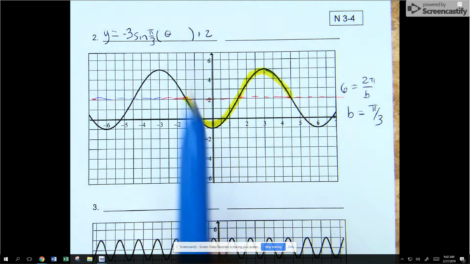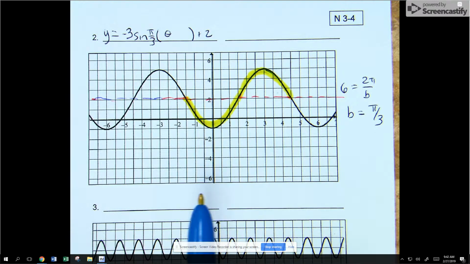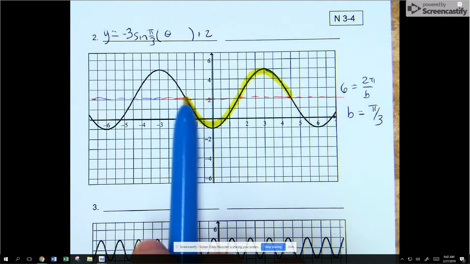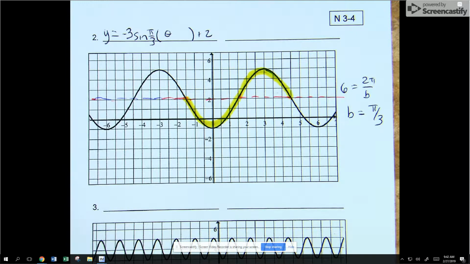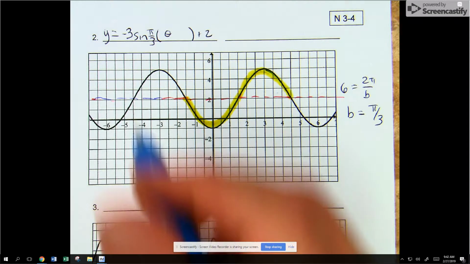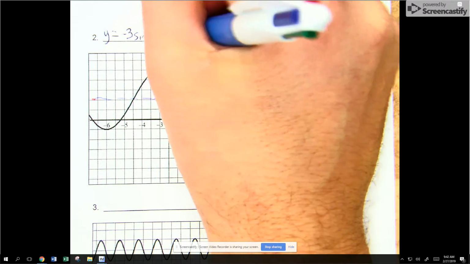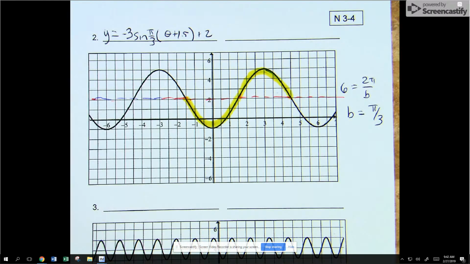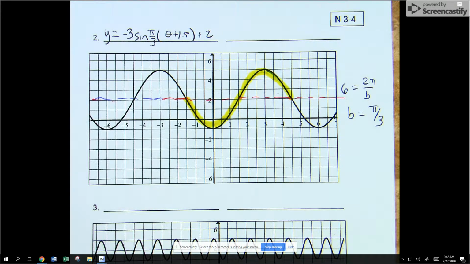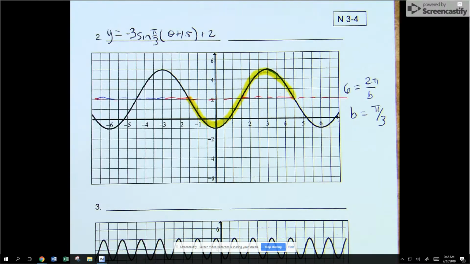Now the last thing to figure out is my shift, left or right. Which direction did I go? I went left. How much? 1.5. So how do I write that? Plus or minus? Plus 1.5. All right, and that's your sine graph. So far, so good? Questions?